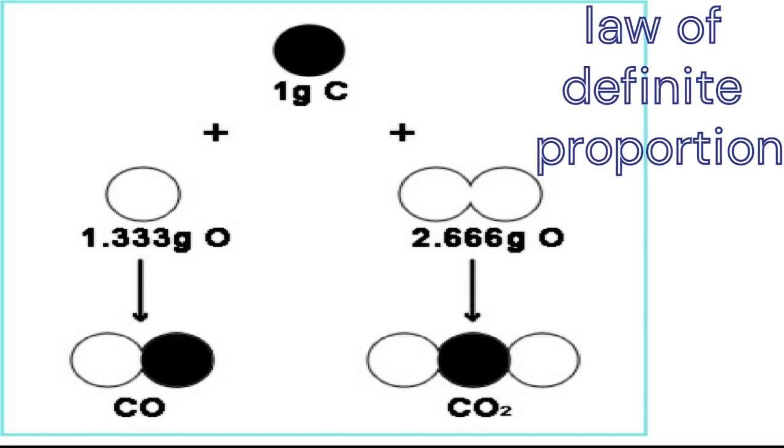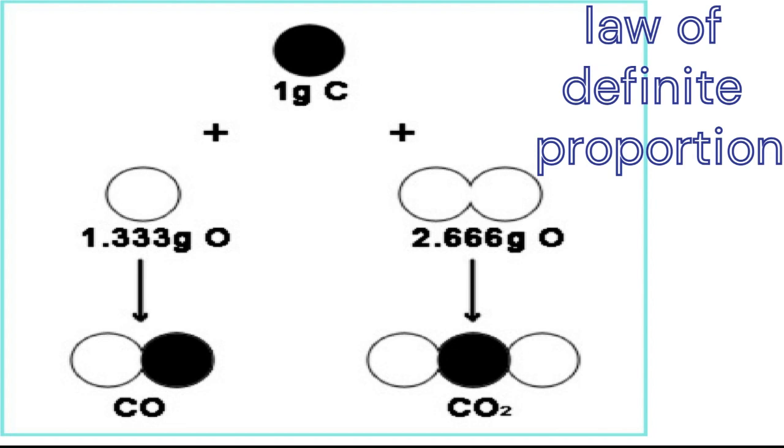Law 3, Law of Multiple Proportions. The third law of chemical combination is the law of multiple proportions, which states that when two elements combine to form more than one compound, the mass ratios of the elements in the compounds are always in small whole number ratios. In other words, the ratio of masses of one element that combine with a fixed mass of another element to form different compounds is always a ratio of small whole numbers.